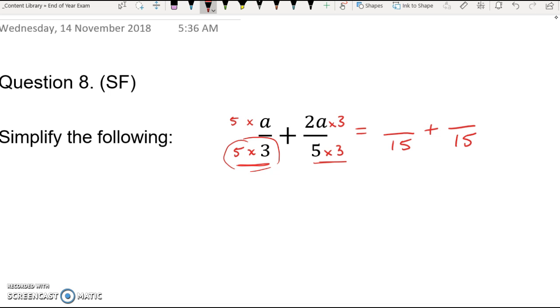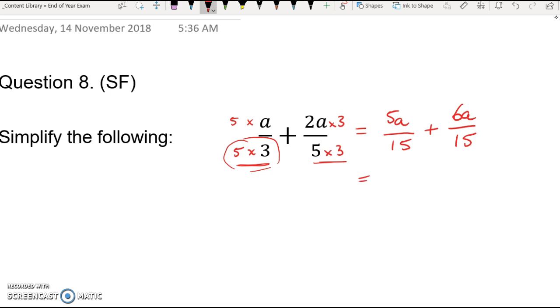We already know we've got 15 on the bottom. That's the reason we did it, so that we would get a common denominator. But on the top, we're going to have 5a for the first fraction. And on the top, for this one, we're going to have 6a. And now that we have a common denominator for both, we can simply add those numerators together.